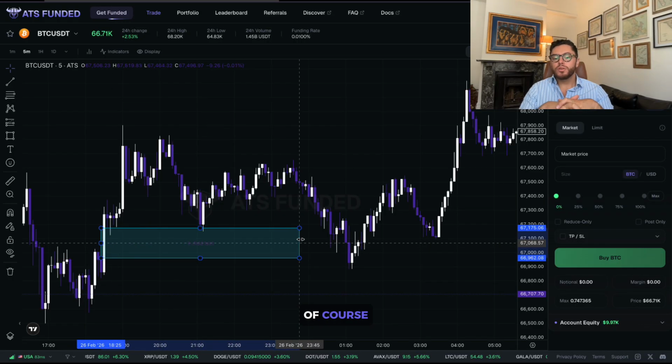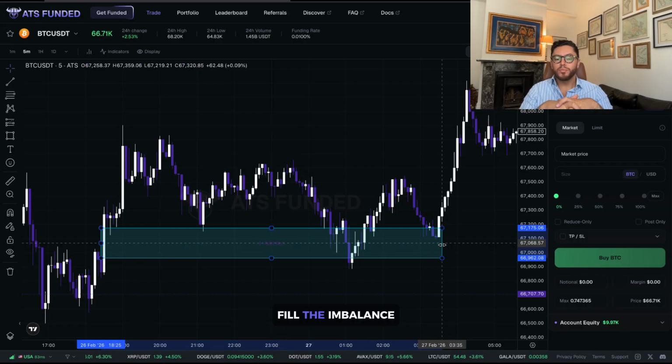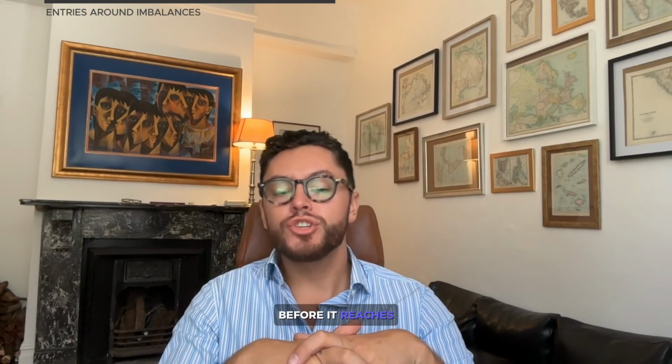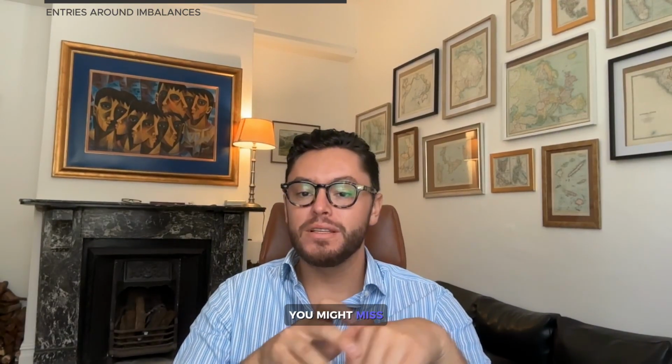The full fill entry. So some traders, of course, wait for the price to completely fill the imbalance before entering in a position. This, of course, gives you the best price, but you're going to risk price reversing before it reaches your entry. So you might miss the entire move completely.